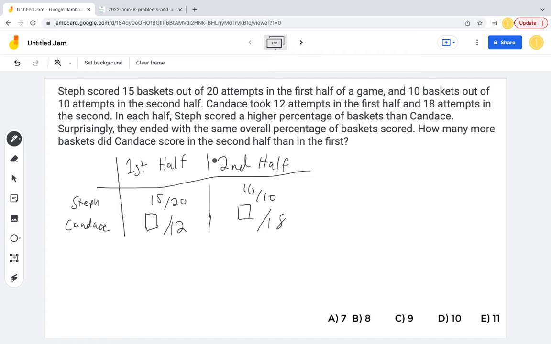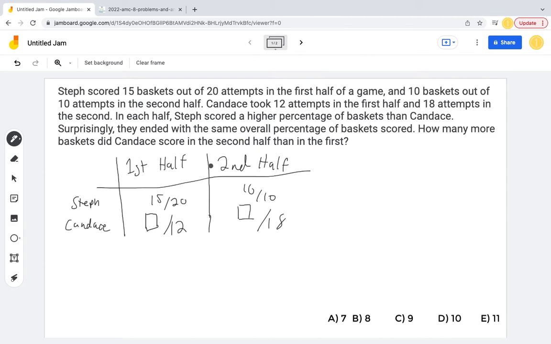So the problem says, Steph scored 15 baskets out of 20 attempts in the first half of a game, and 10 baskets out of 10 attempts in the second half. Candace took 12 attempts in the first half and 18 attempts in the second. In each half, Steph scored a higher percentage of baskets than Candace. Surprisingly, they ended with the same overall percentage of baskets scored. How many more baskets did Candace score in the second half than in the first?